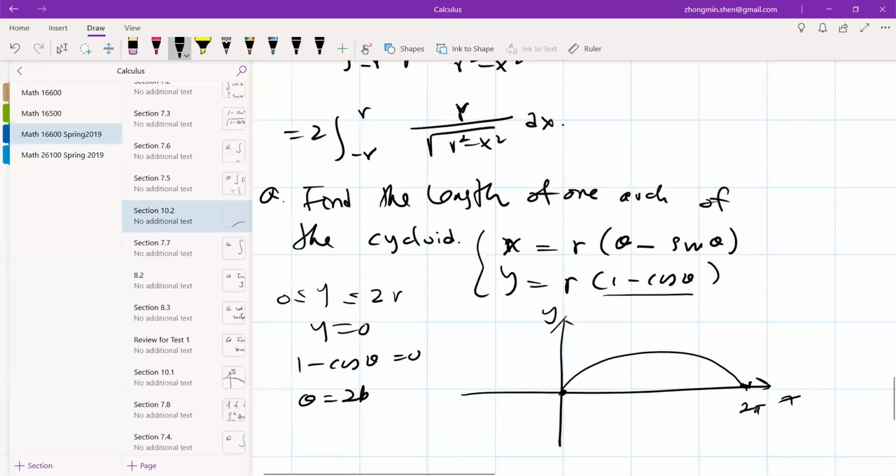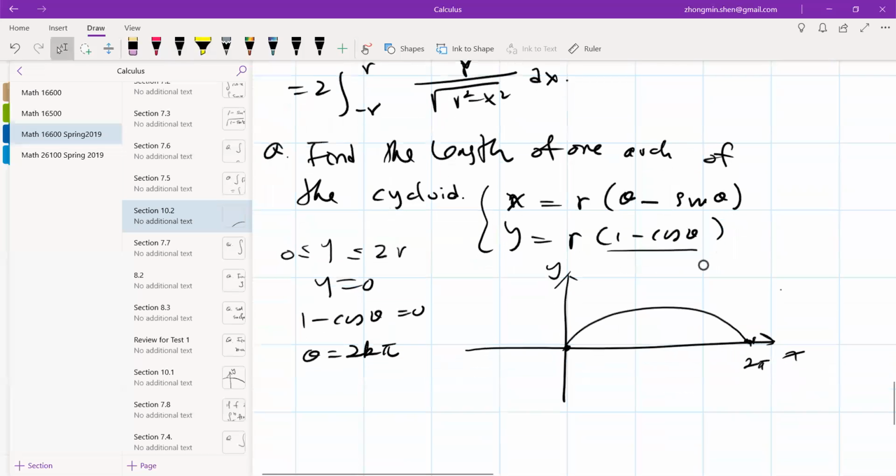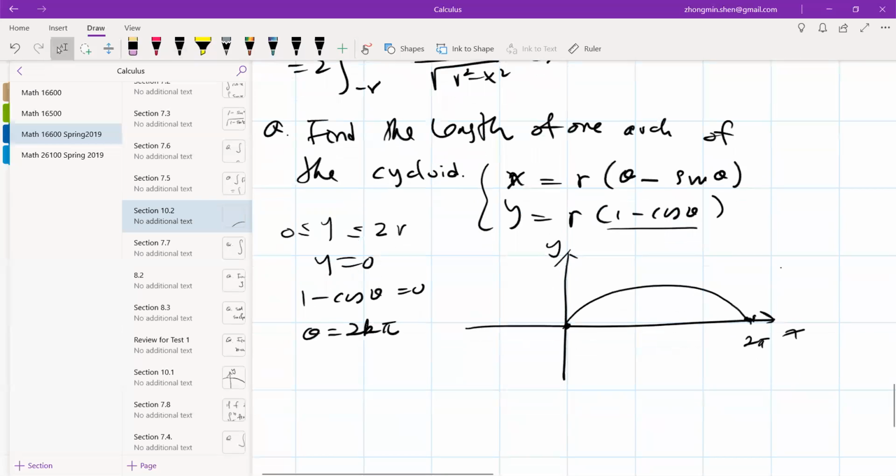theta is going to be 2k pi, when cosine theta equals 1. Only when theta is 0, 2 pi, 4 pi. So this is the graph we're going to get. Okay, it's not a sine curve. X keeps increasing, and y increases from 0 up and then comes back down.